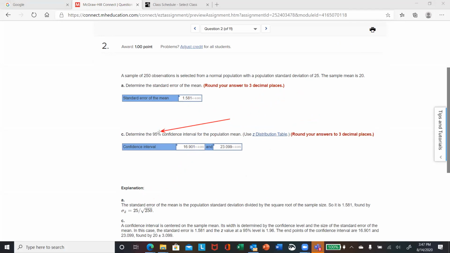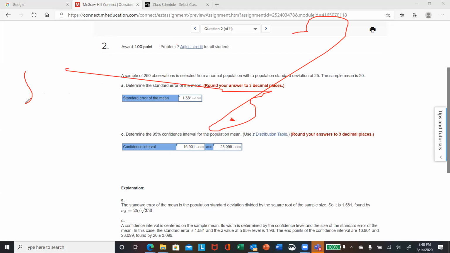On this one, they want 95% confidence. It's the z table again. I'll draw you the picture here, what you're trying to look up. Essentially, this is the interval. Let me clear that. Sorry about that.